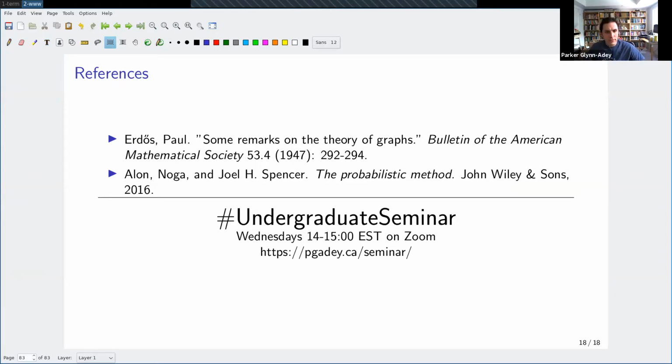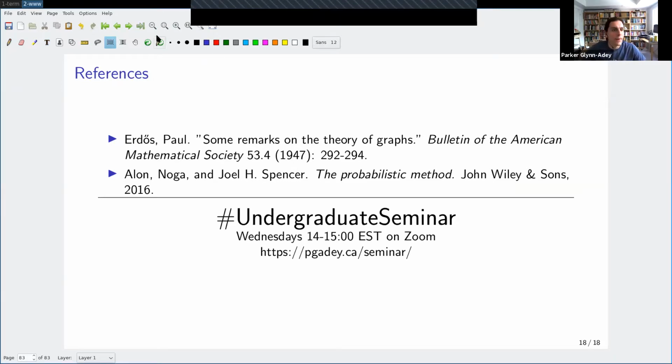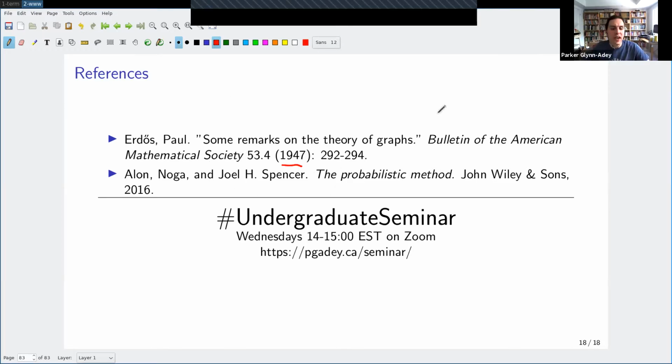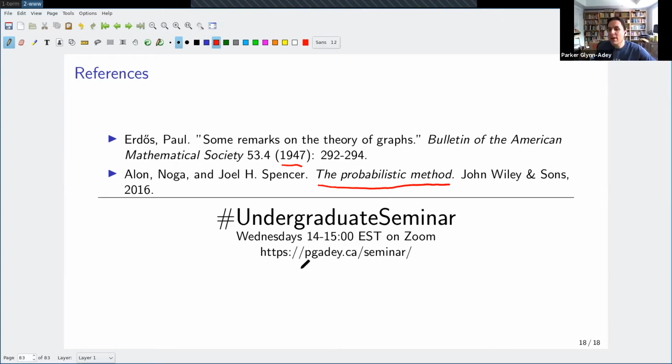So this paper of Erdős came out in '47, pretty recent. And the book that covers all this stuff, especially the algorithmic aspect, is a totally awesome book, The Probabilistic Method. The stuff that we talked about today is example 1 in that book. They go into a lot more detail than what we've done today. This has just been an introduction to the probabilistic method.